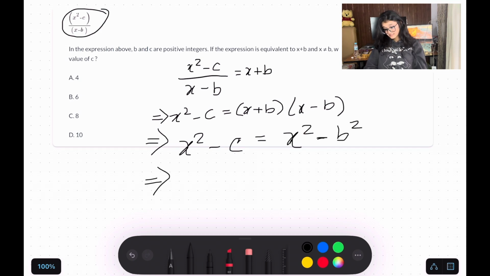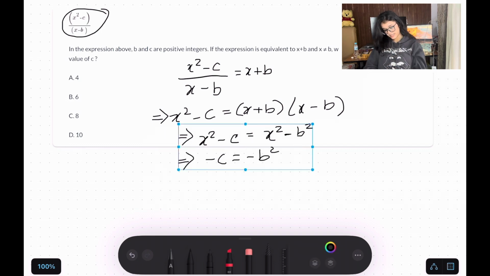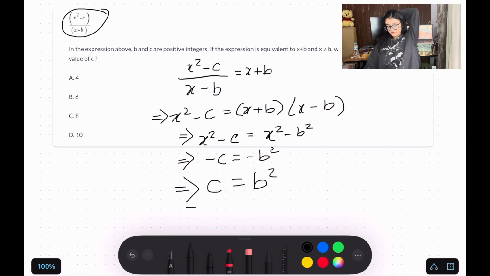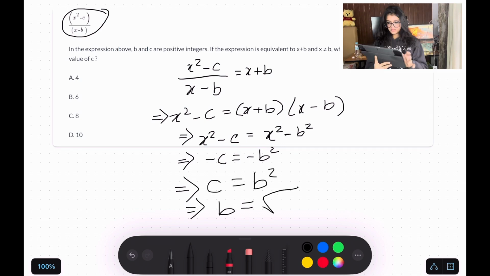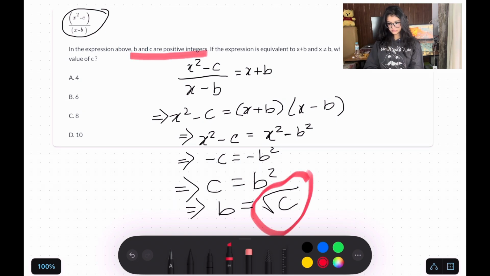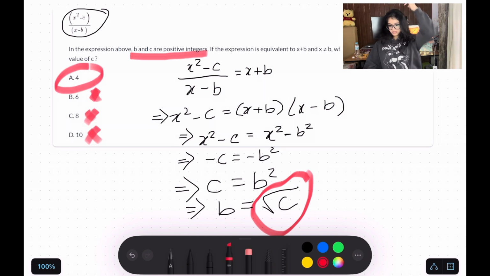And then you get minus c is equal to minus b squared. You cancel out the minus and you get c is equal to b squared, and that implies b is equal to root over c. Since the question says that b is an integer, c has to be a perfect square, right? So from the options we can see only A is a perfect square, and that's the answer.